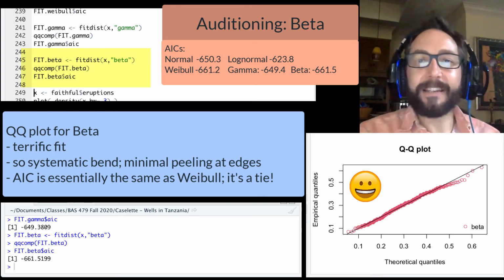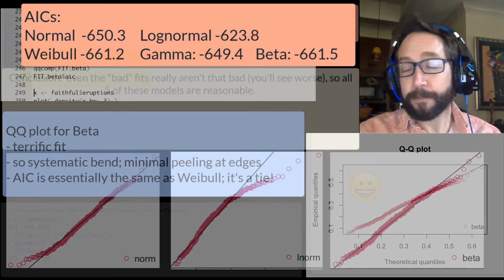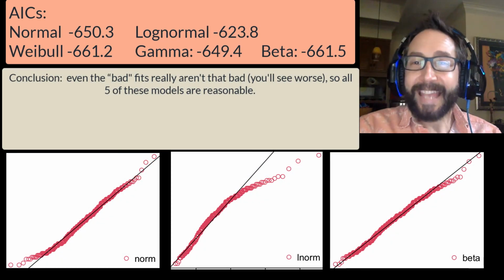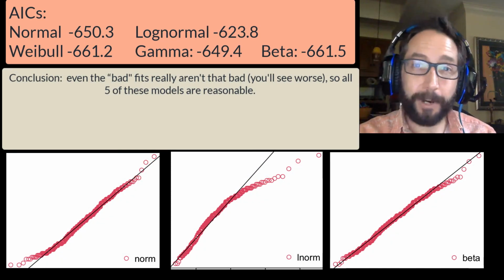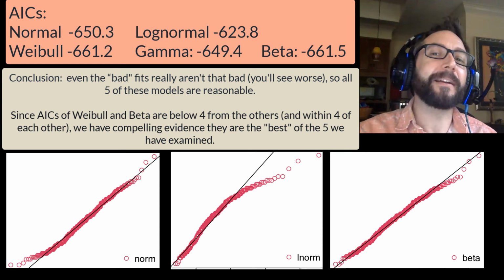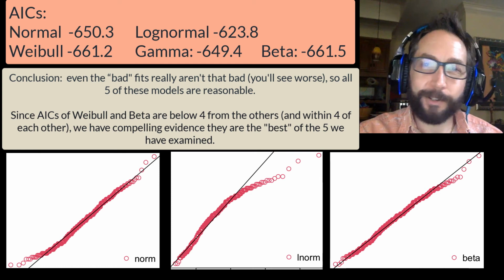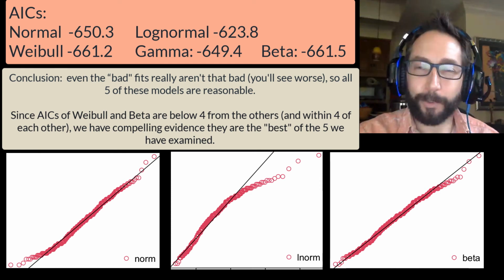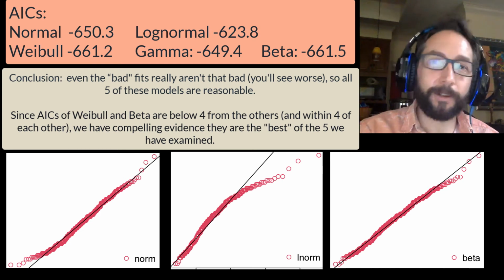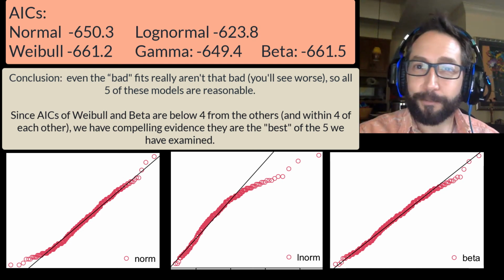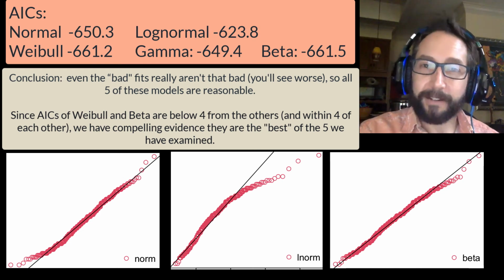So here we ran into actually quite a few fits that looked reasonable based on the qqcomp. The AIC definitely helped to serve as a tiebreaker. We're seeing that the Weibull and the beta definitely would be the models that we would prefer. Can't really distinguish between the two, don't have a clear preference there because their AICs are within 4, but it definitely let us know which ones seem to be the closest to whatever probability distribution is responsible for making our data.